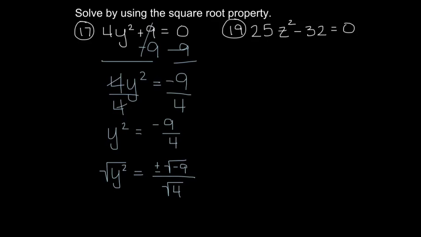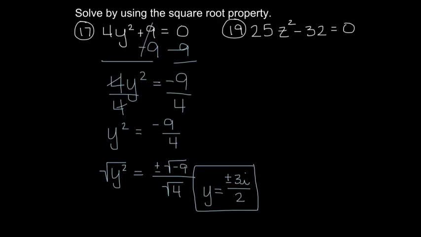This simplifies then to y equals the square root of negative 9, which we said was 3i, so that will be plus or minus 3i over the square root of 4, which is just 2. So your answer is y equals plus or minus 3i over 2.